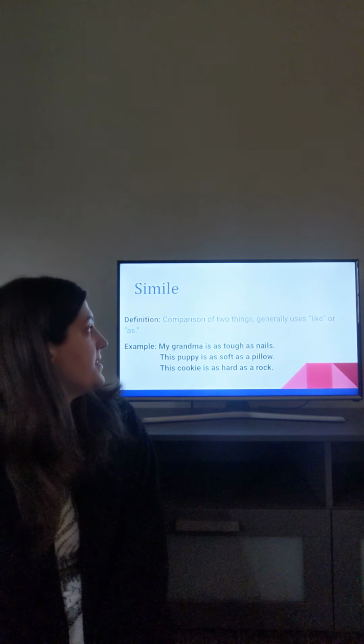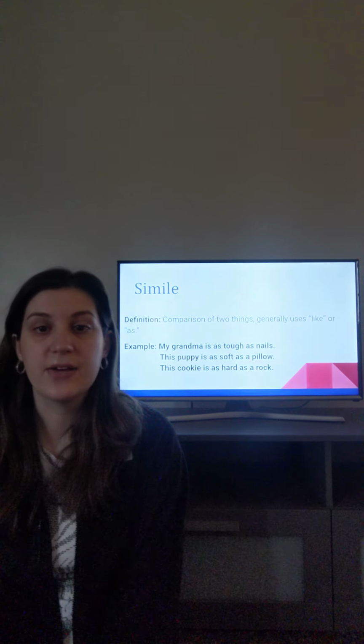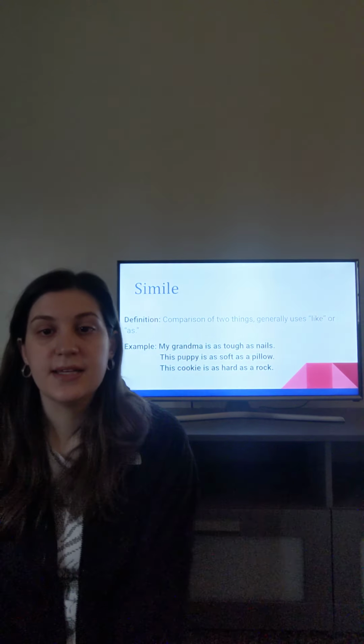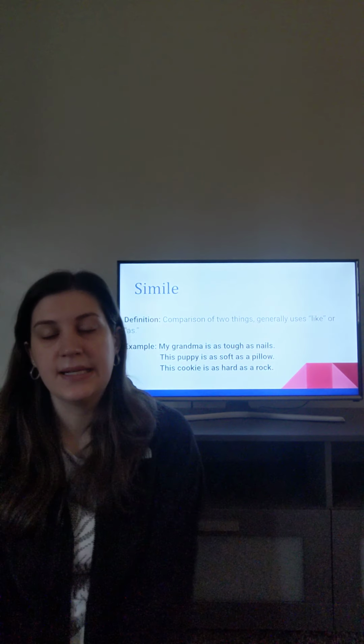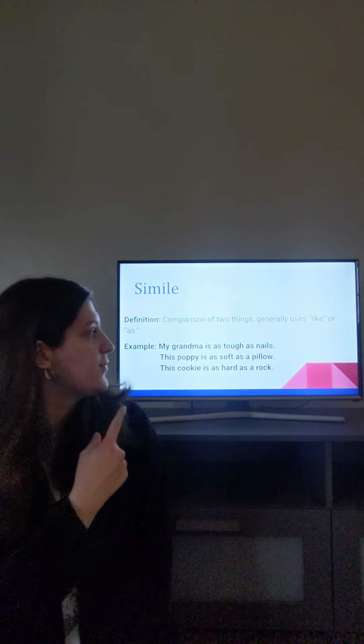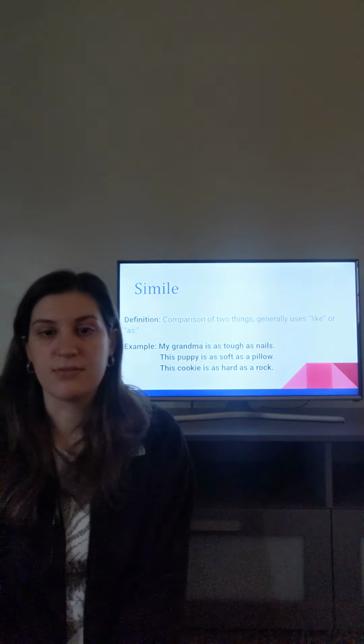All right, what's a simile? So a simile compares two things using the words like or as. All of these things are figurative, so they don't talk about things literally. But here's some examples for you. Example number 1, my grandma is as tough as nails. Okay, is she literally as tough as an iron nail? No, so that's figurative language.